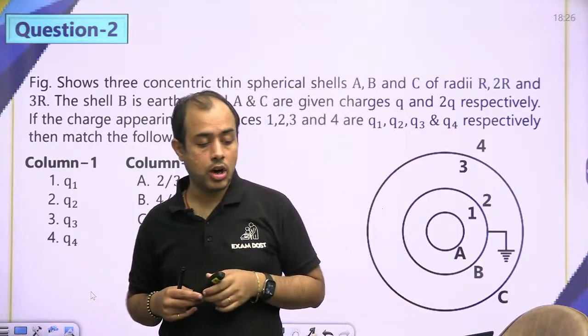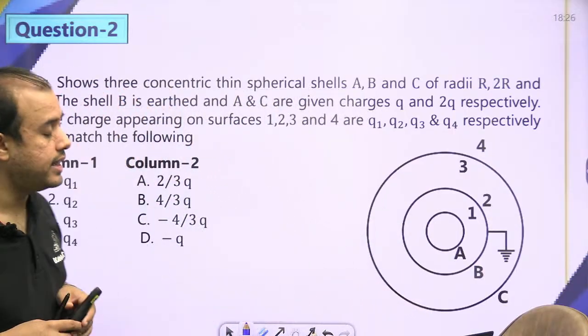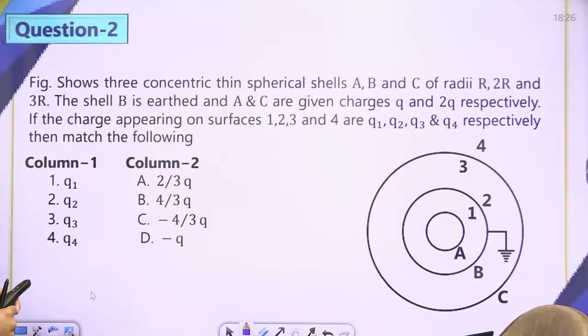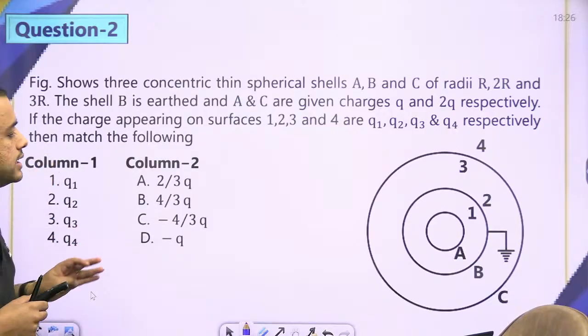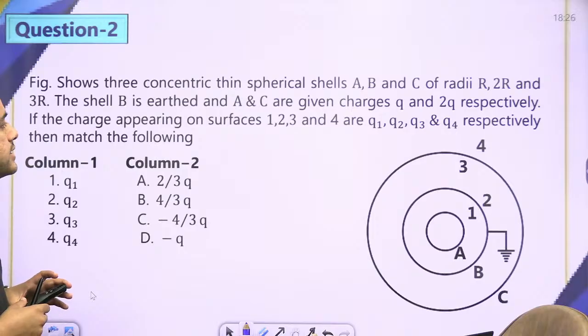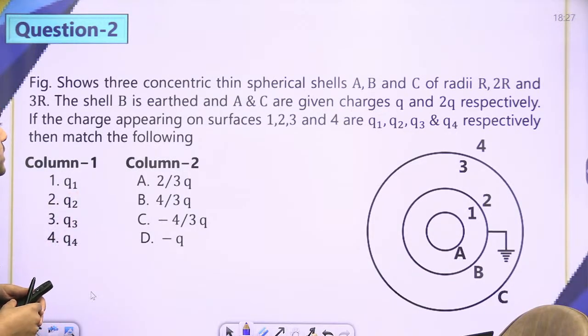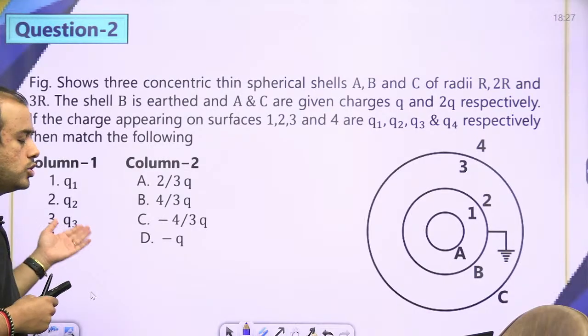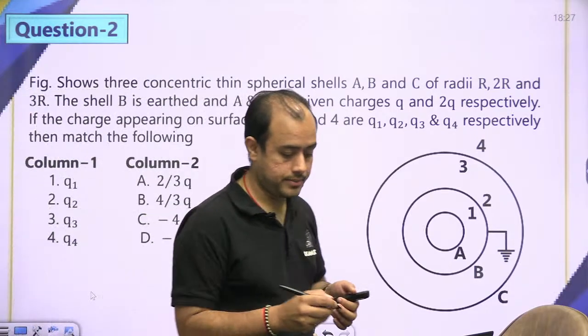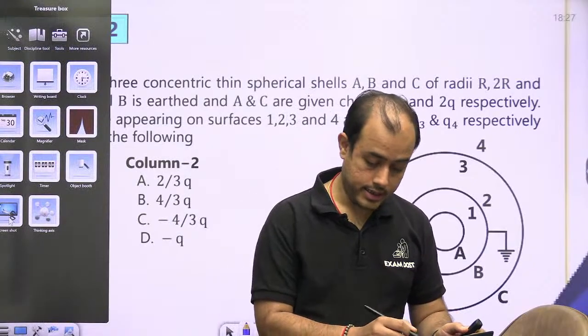Figure shows three concentric thin spherical shells A, B, C of radii R, 2R, 3R. Shell B is earthed. A and C are given charges Q and 2Q. If the charges appearing on surfaces 1, 2, 3, 4 are Q1, Q2, Q3, Q4, we have to match them. Come, let us see.